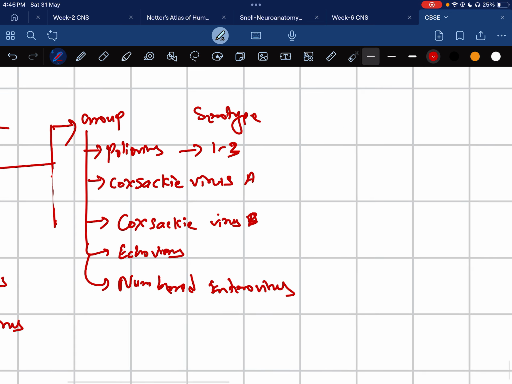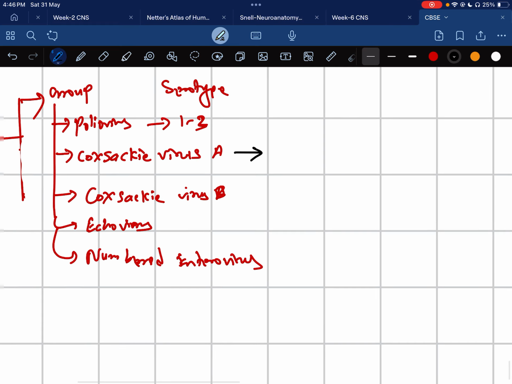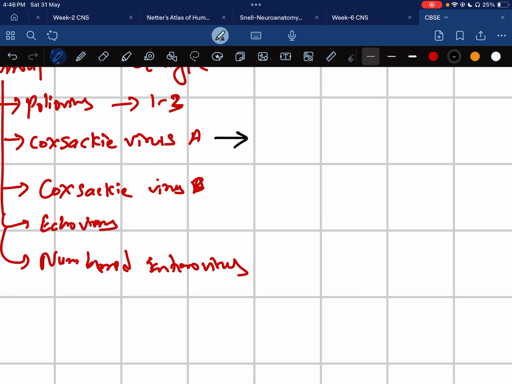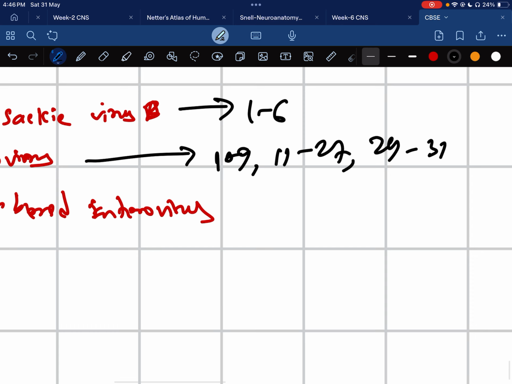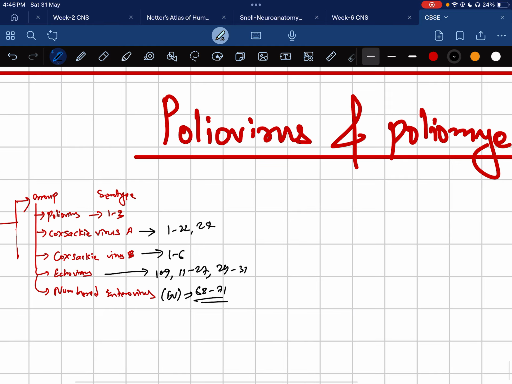Regarding these serotypes, for Coxsackievirus A there are types 1 to 22 and 24. In type B, there are 1 to 6. In the echovirus there are 1 to 9, 11 to 21, 24 to 27, and 29 to 31 serotypes. Regarding the enterovirus, there are EV 68 to 71. These are the serotypes.